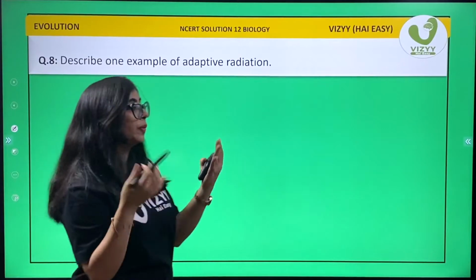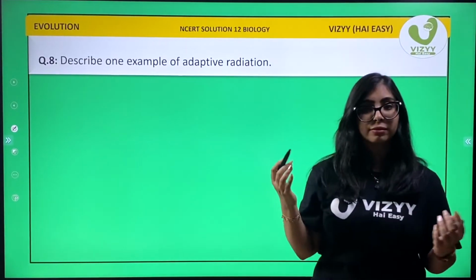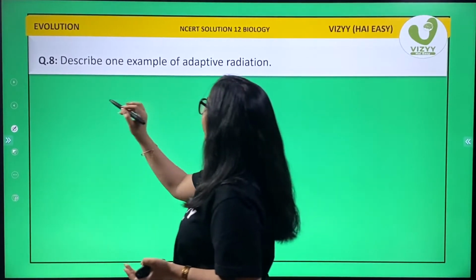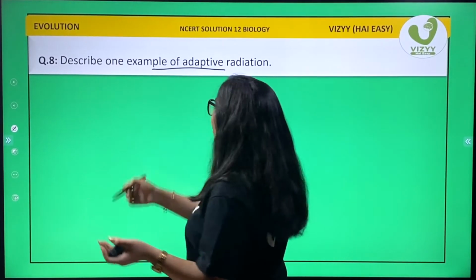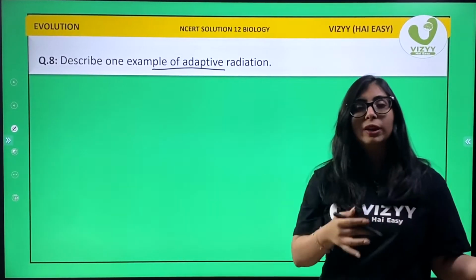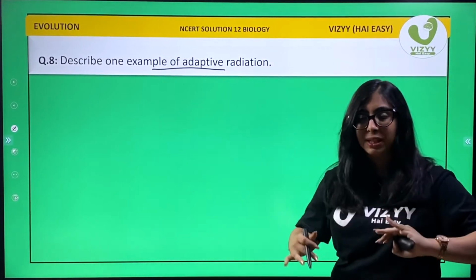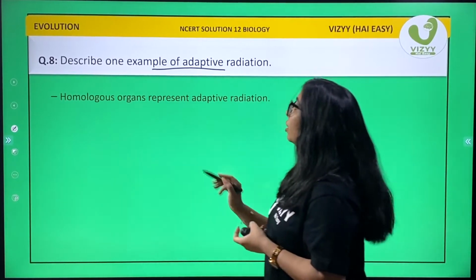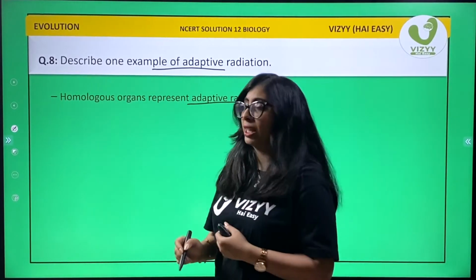We go ahead with our question number 8. Question 8 is: describe one example of adaptive radiation. Okay, what does adaptive radiation mean? Okay, so homologous organs represent adaptive radiation.